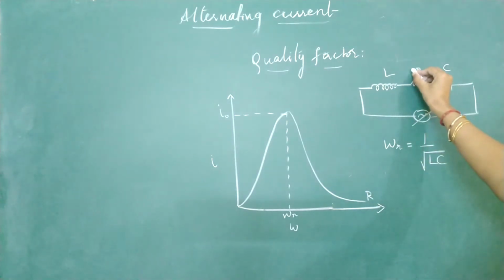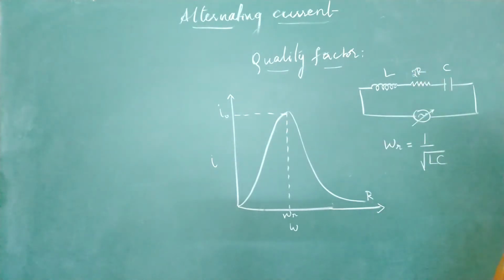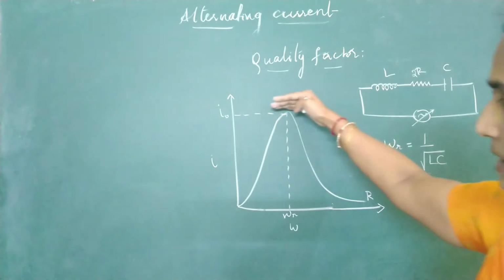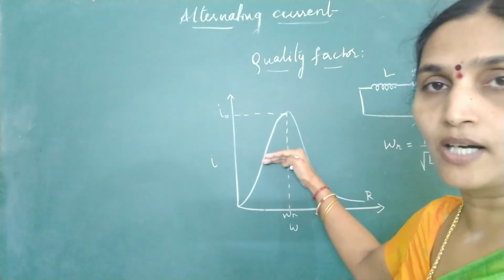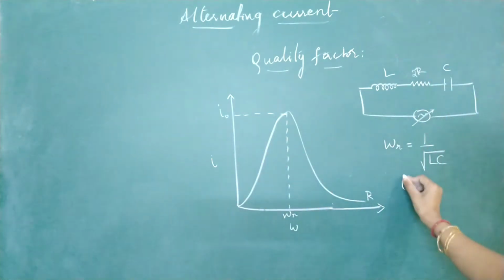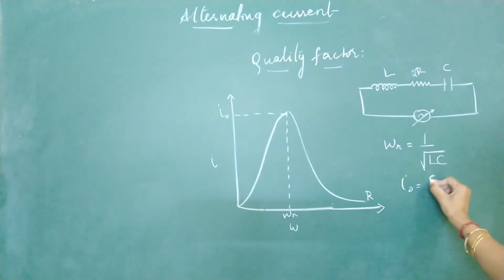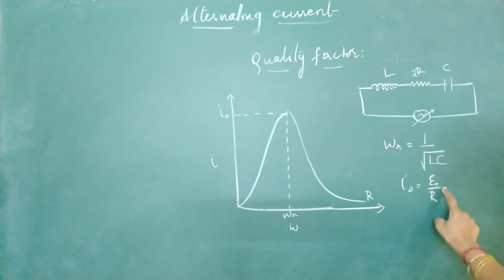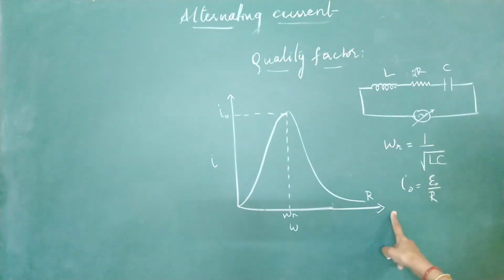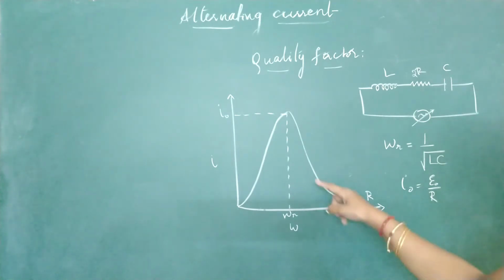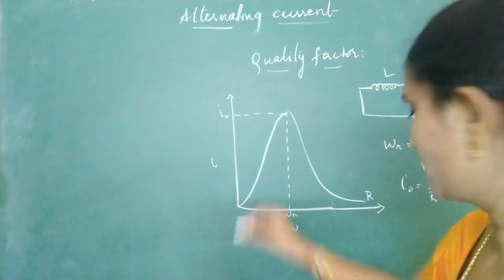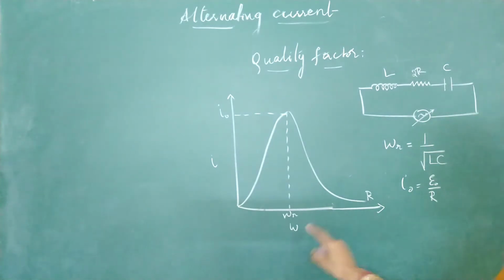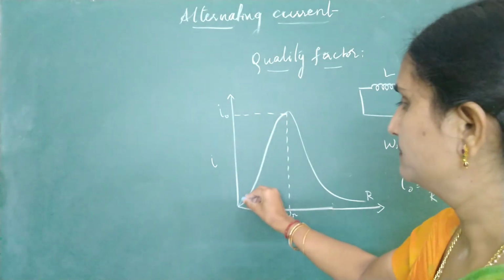What would happen if I double the resistance of the circuit? There is no change in resonating frequency, but the peak value of current will come down, because the peak value of current is equal to E0 divided by capital R. If you increase the resistance, the peak value of current decreases. I will show you another graph: in the same graph, how does current vary with frequency when resistance has become double?